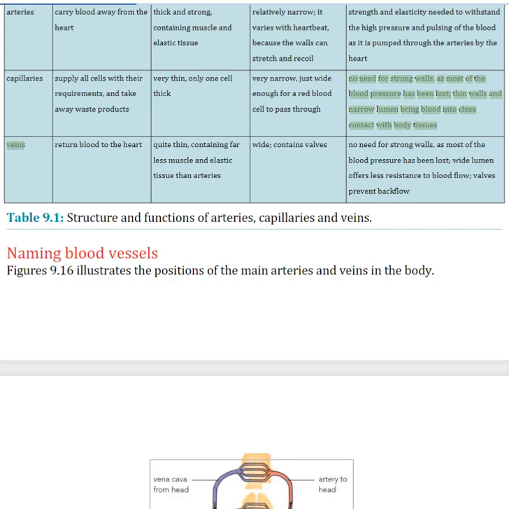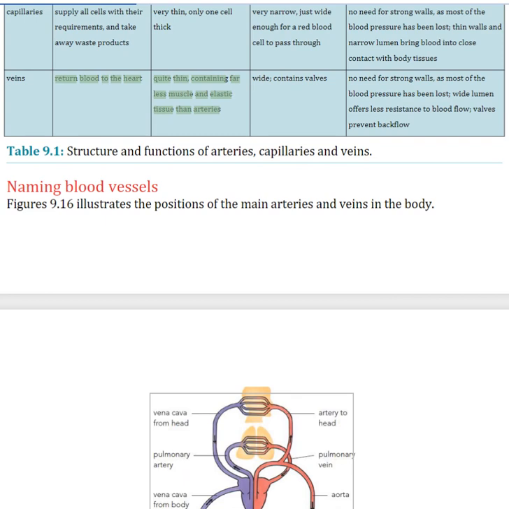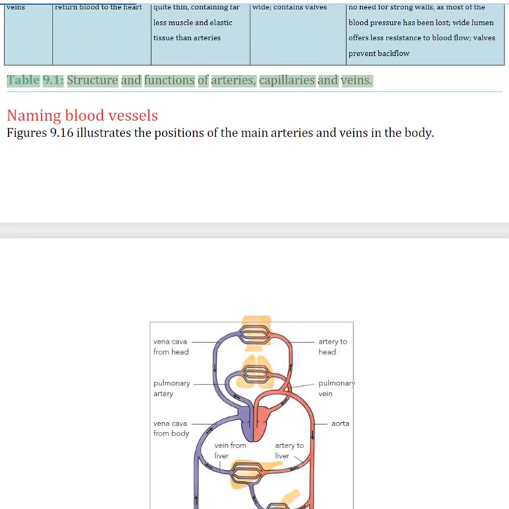No need for strong walls, as most of the blood pressure has been lost. Thin walls and narrow lumen bring blood into close contact with body tissues. Veins. Return blood to the heart. Quite thin, containing far less muscle and elastic tissue than arteries. Wide, contains valves. Wide lumen offers less resistance to blood flow, valves prevent backflow. Table 9.1. Structure and functions of arteries, capillaries and veins.